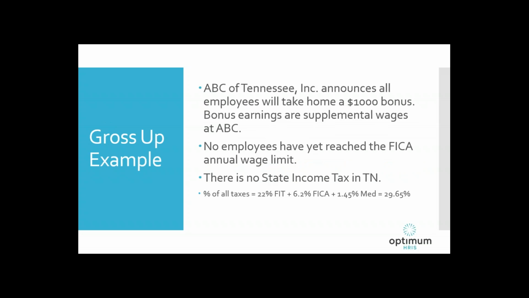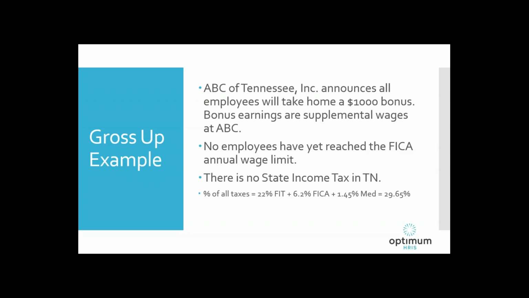So our first example today is going to be our simplest example. All employees have been promised a $1,000 bonus, which our employer ABC of Tennessee treats as supplemental wages. No employees have yet reached the FICA annual wage limit because it's early in the year. And in Tennessee, there is no state income tax and no local tax.